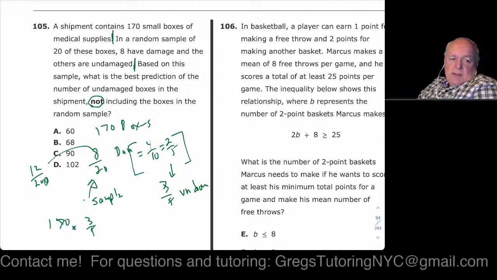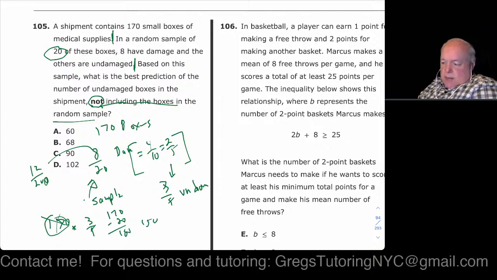But the problem with the 170 is that's no good. We have to take off the 20 boxes from the sample. It says at the end, not including the sample. So what we have to have is 170 minus the 20 gives us 150. And it's the 150, right, that we're going to try to apply the 3/5 to. So times 3 divided by 5. 5 goes into here 30 times. And then we have 30 times 3 is equal to 90. All right, so 105 should be C.